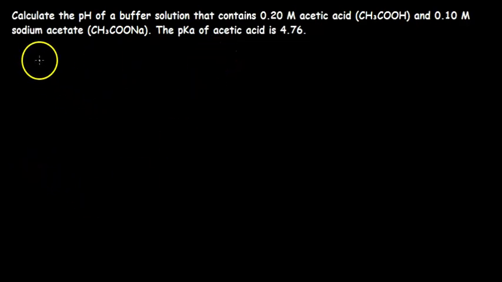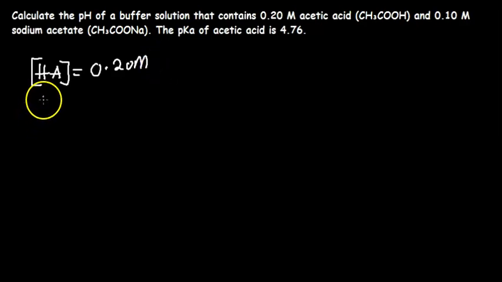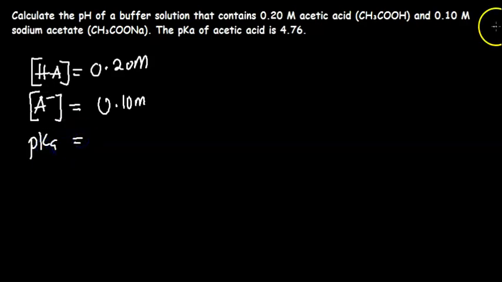Notice that we are given the weak acid concentration, which is HA, to be 0.20 molar. What about the conjugate base concentration? The A minus simply means conjugate base concentration, and we are given it to be 0.10 molar. Now notice that this is acetic acid and this is acetate ions. What about the pKa? The pKa is at the end of the statement of the problem, which is 4.76.